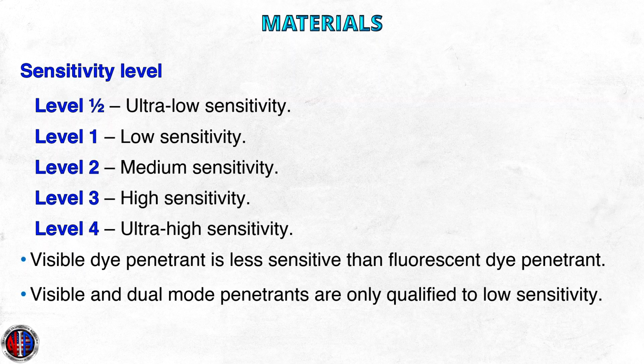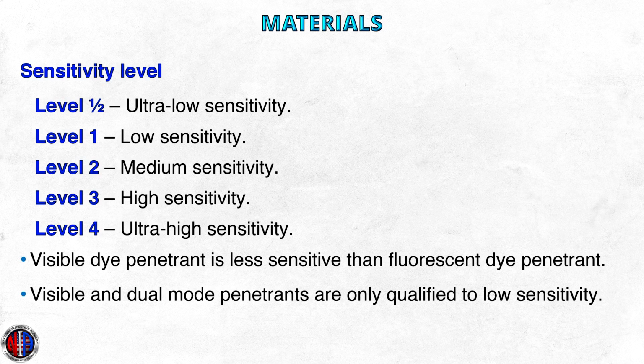Sensitivity level. Liquid penetrant systems have variable sensitivities in terms of the ability to detect discontinuities. Sensitivity varies with the type of liquid penetrant and form of developer. Visible and dual mode liquid penetrant types are classified as level 1, low sensitivity, whereas fluorescent penetrant dyes come in any of the 5 following sensitivities: level 1/2, ultra low sensitivity; level 1, low sensitivity; level 2, medium sensitivity; level 3, high sensitivity; and level 4, ultra high sensitivity.